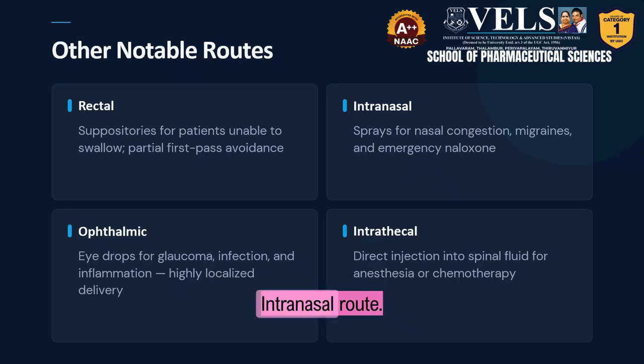The next route is the intranasal route. The drugs are administered through the nose, usually as a spray or drops. Used for nasal congestion, migraine and emergency naloxone. Can provide relatively rapid drug absorption.